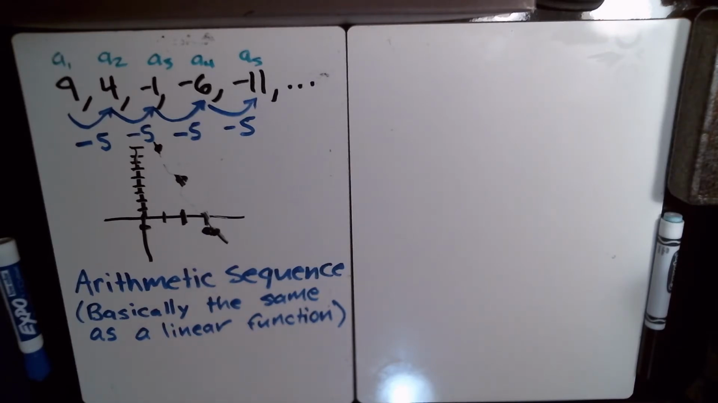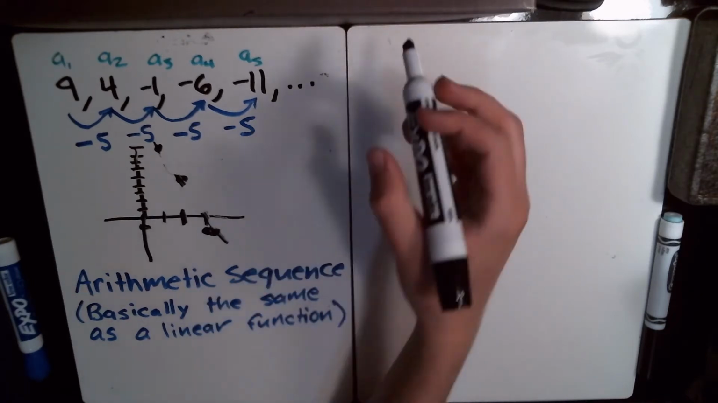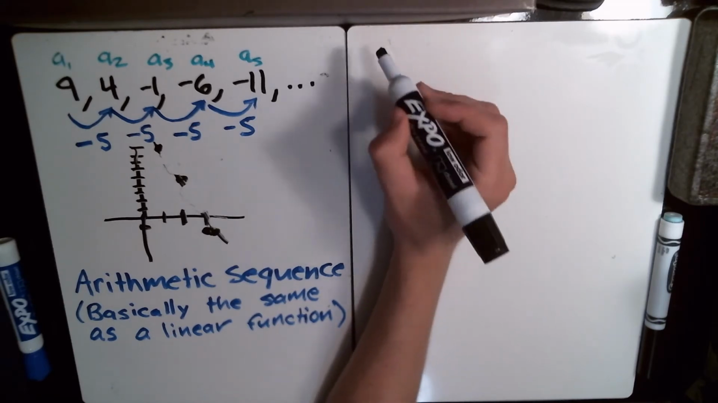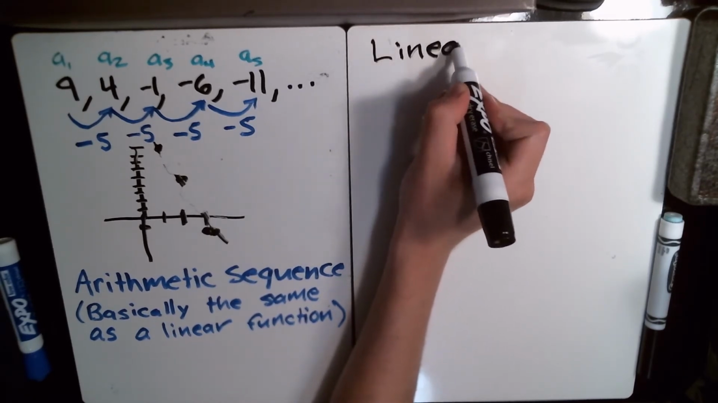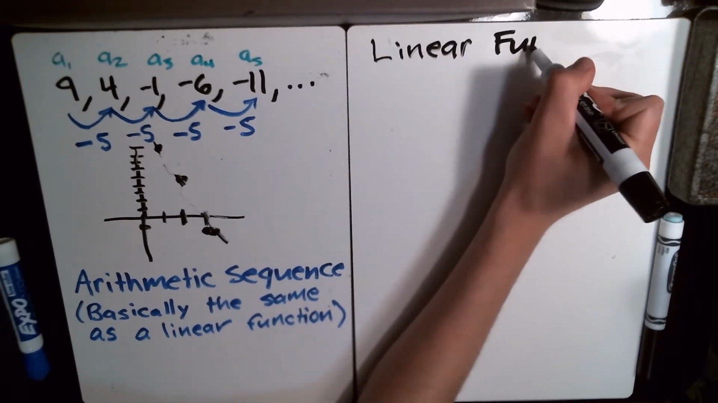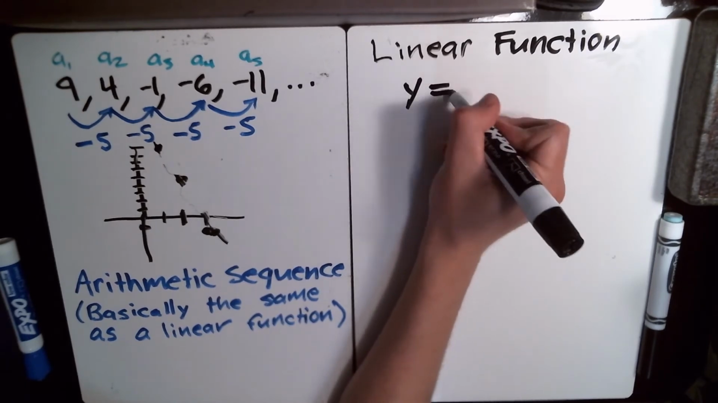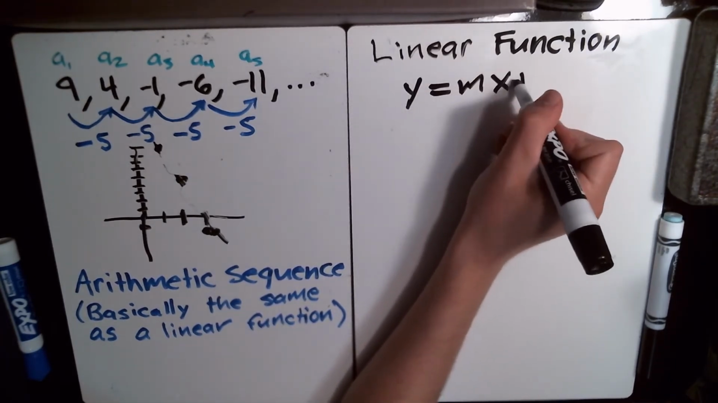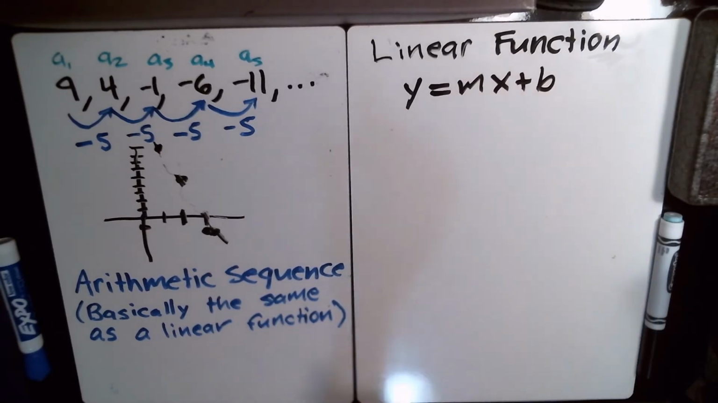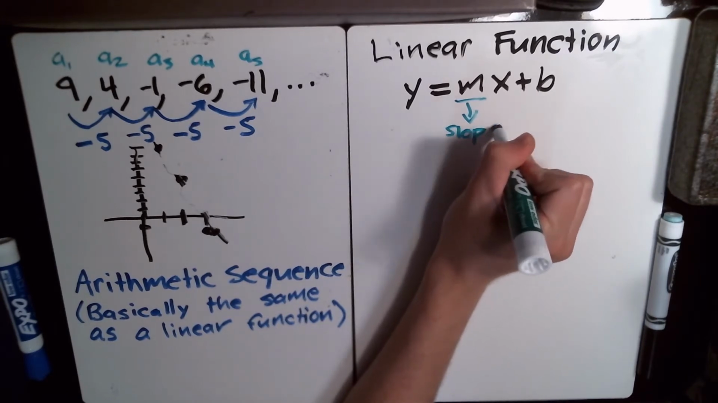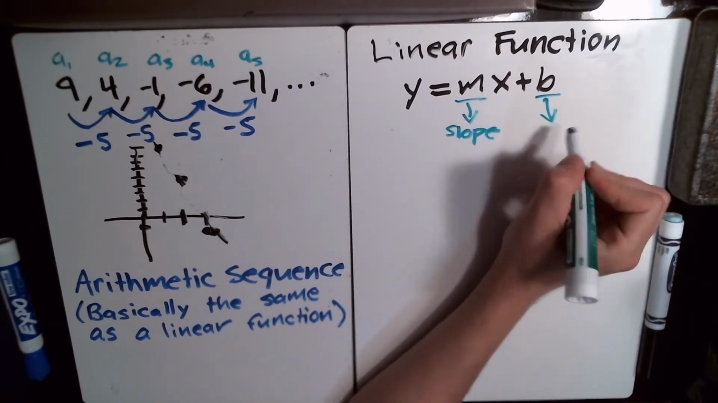They're just sequences, okay? So if you remember the general form for an equation of a linear function, a linear function was, well, either f of x or y equals mx plus b, right? We had a constant rate of change, m. That was our slope. This is our slope. And then b was the y-intercept.